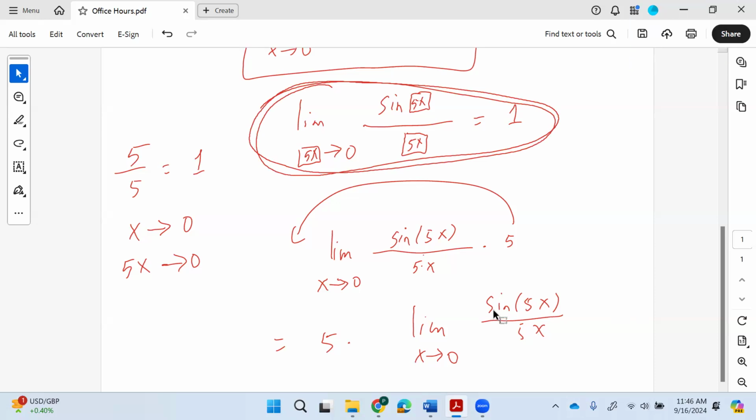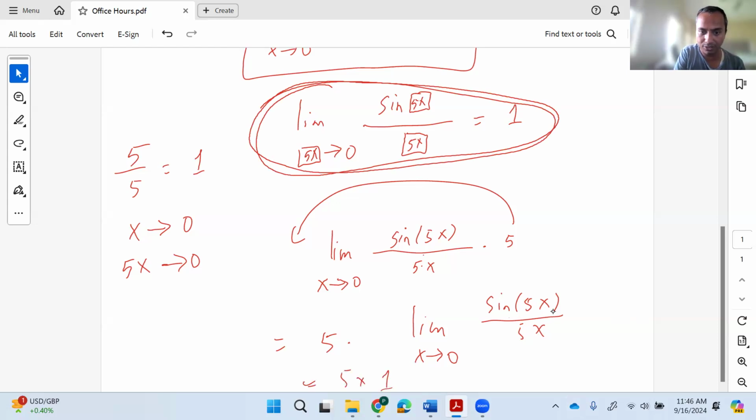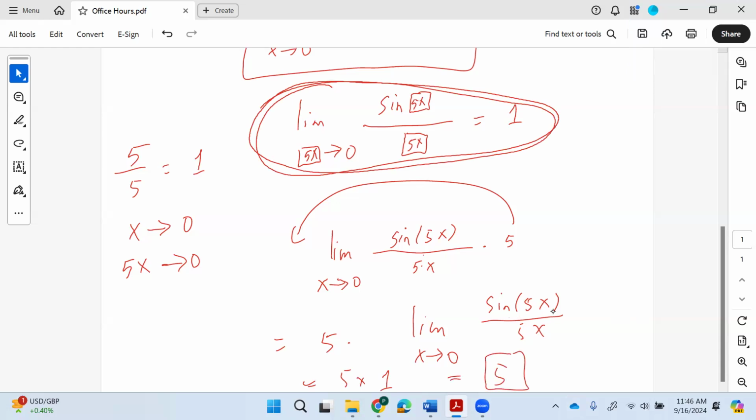That's the reason I can say this is 5 times the limit, which is 1. So 5 times 1 is 5. Did you follow those steps here? Yes, sir. Okay, so that's your answer, right? Right. Okay, so that's good.